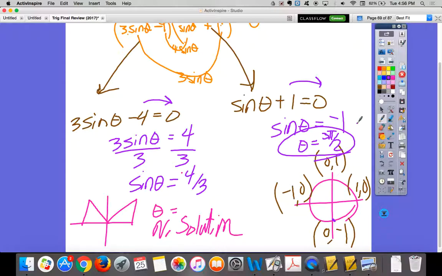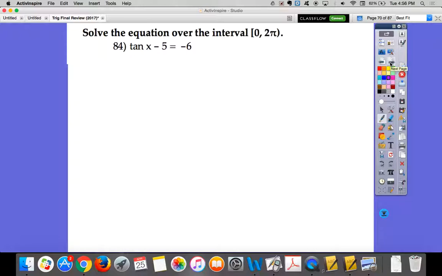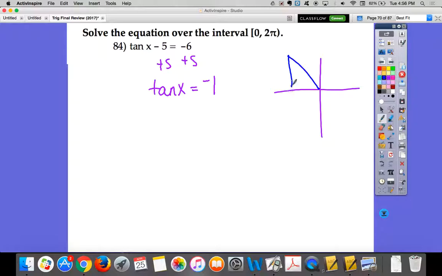Okay, let's see if we can bump out a few more. Okay, we're going to solve this one. Again, the rules of algebra do not change just because there's a trig function in there. Tangent of x is negative 1. Remember, tangent being 1 or negative 1 is not the unit circle. That is triangles. Tangent only goes in the unit circle when it's 0 or undefined. Tangent is negative in quadrant 2 and in quadrant 4.